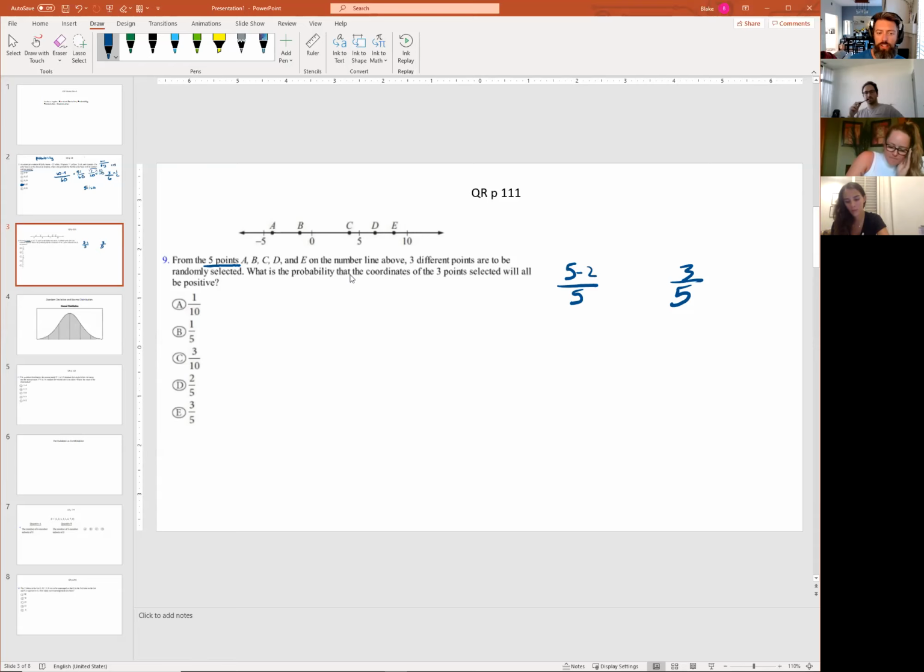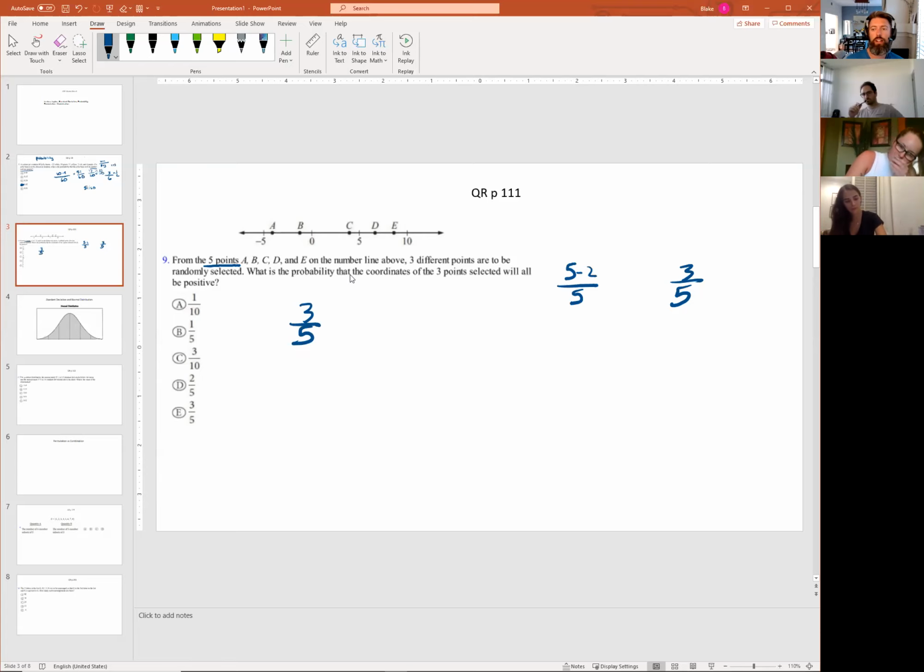So you can totally do 5 minus the negatives, total minus the negatives, and get that. I just want you to be mentally prepared for both. So in this case, yeah, we have 3 out of 5. So that's how we would get 1. We have a 3 out of 5.